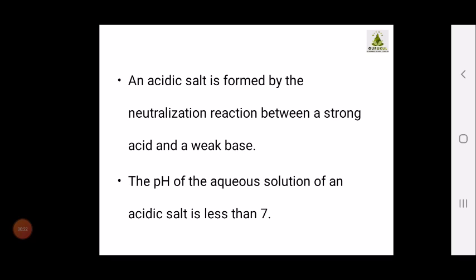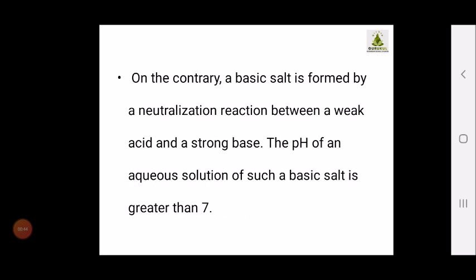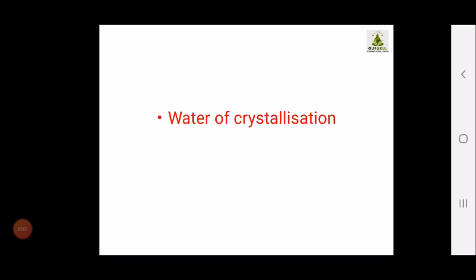Children, we should know that an acidic salt is formed by the neutralization reaction between a strong acid and a weak base. When a strong acid reacts with the weak base, we get the acidic salt, and the pH of aqueous solution of acidic salt is less than 7. On the contrary, a basic salt is formed by a neutralization reaction between a weak acid and a strong base. The pH of an aqueous solution of such basic salt is greater than 7.